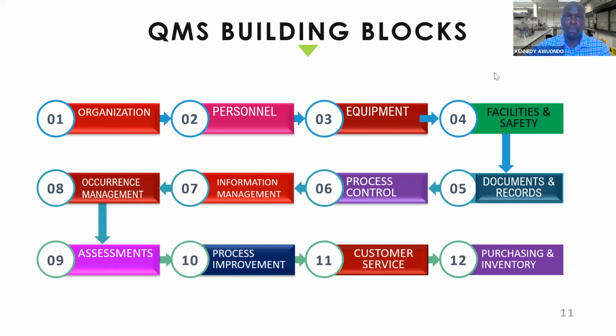So if you're going to build your QMS system, what are the building blocks? This involves, one, organization, the personnel, you look at the equipment, you look at the facilities and safety, you look at documents and records, you look at process control, you need to look at the information management, you need to build your occurrence management, you need to look at your assessment, that is audits, you need to build your process for improvement, you need customer service, and you also need purchasing and inventory.